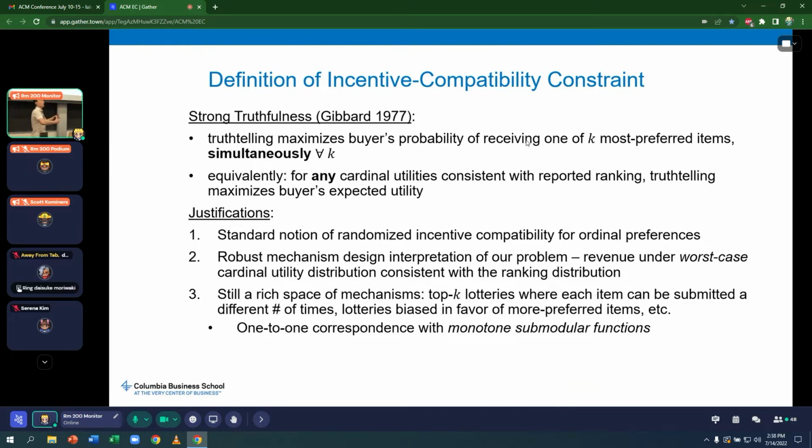So regardless if you're just trying to get your favorite or you're trying to maximize the chances of getting one of your 2 favorites or 3 favorites, doesn't matter. You want to tell the truth. Other formulations are possible. I have some arguments in the paper for where I believe this is the most interesting formulation. And also, this still leaves a very rich space of mechanisms. In fact, there's a one-to-one correspondence with monotone submodular functions.